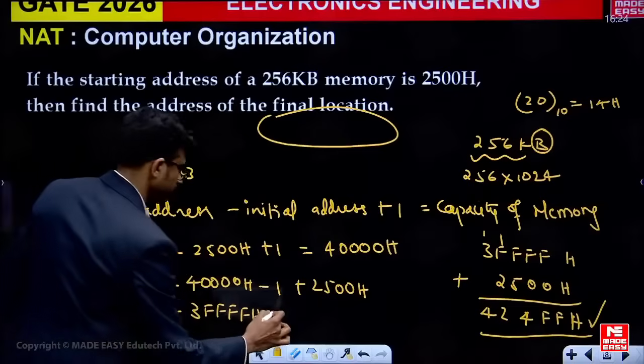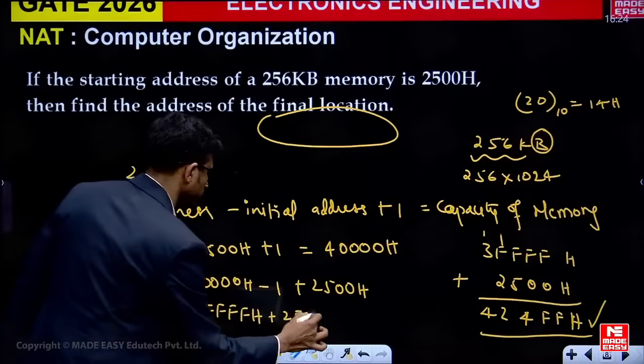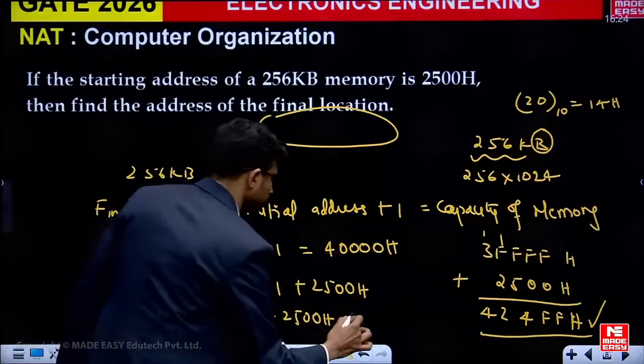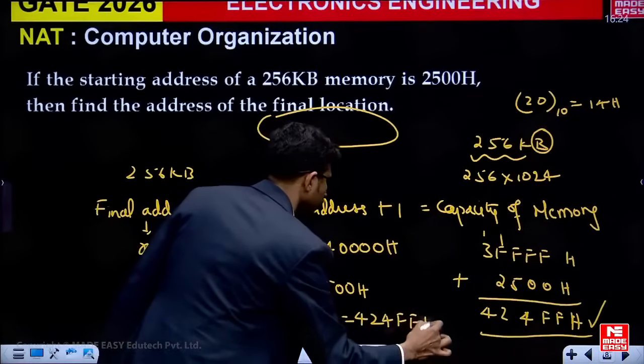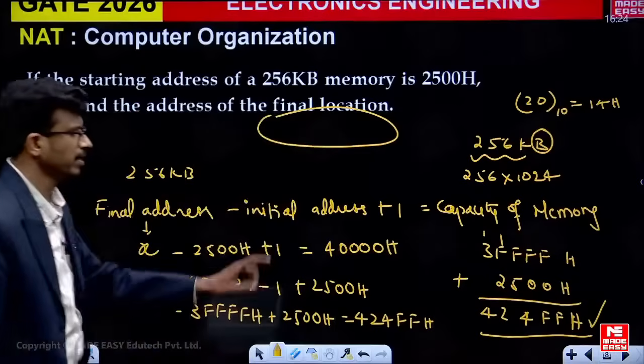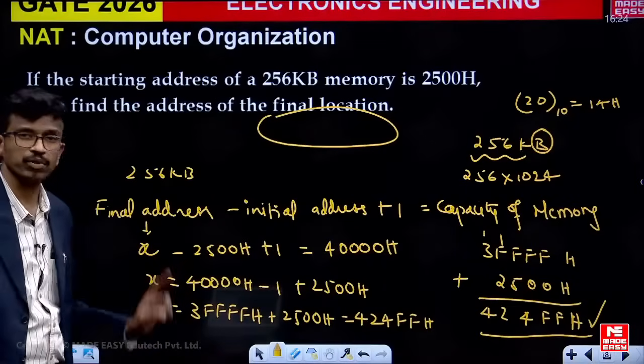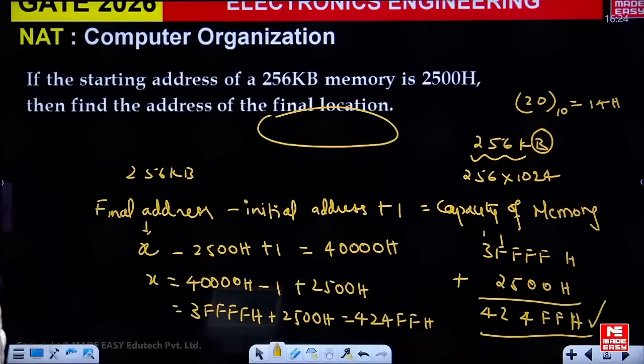So 3FFF plus simply 50 will result in the address 424FF. Okay, right. This is the answer for the given question. The next question.